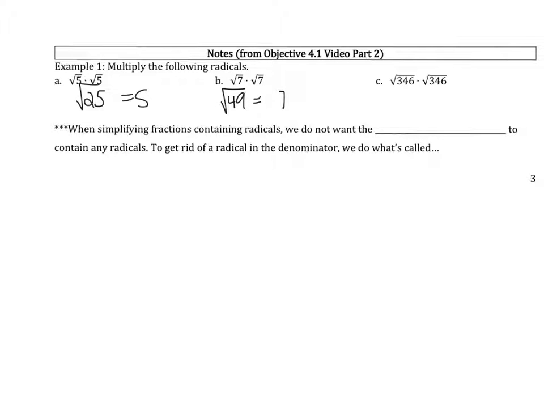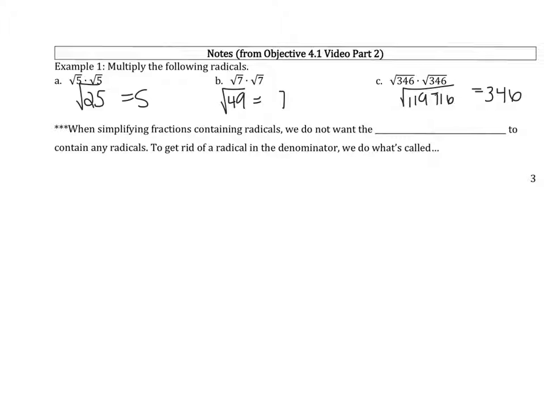So what do you think the square root of 346 times the square root of 346 is going to be? Well, you can do it the long way and multiply 346 times 346, which would be the square root of 119,716. Or you can just see that the square roots are going to undo each other, and you're going to end up with 346. Now, we're going to use this to do our next part.